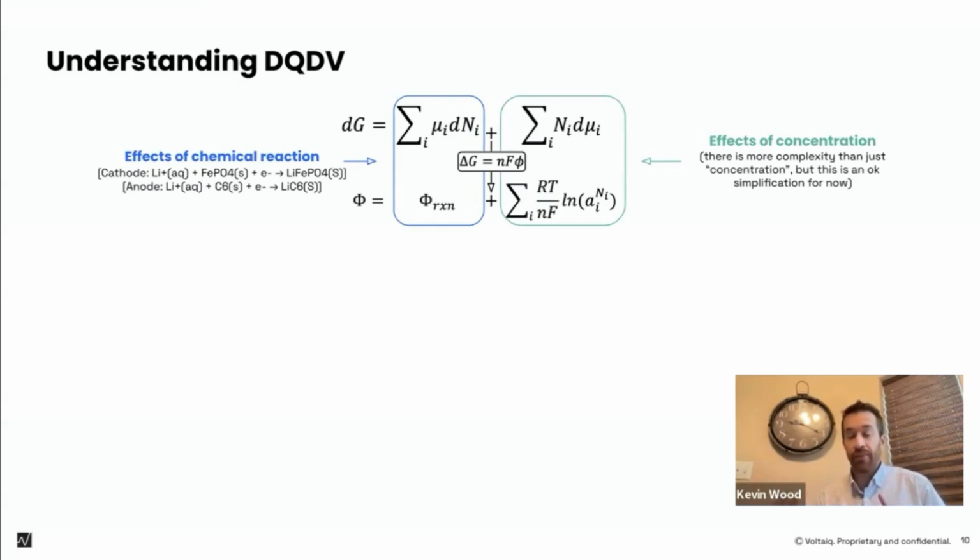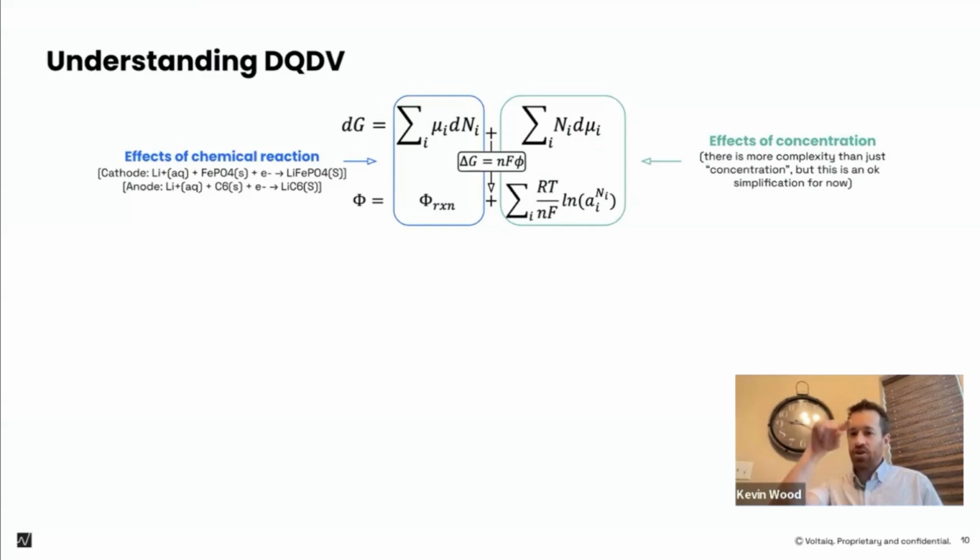So this would be like LFP versus NMC, versus maybe at an anode, graphite versus silicon, right? Whatever the potential of that individual electrode is, which I'll show you examples of in just a second, that is going to be driven by this part of the actual equation. The right side of this equation is really where the effects of concentration come into play, and those effects give a traditional battery shape.